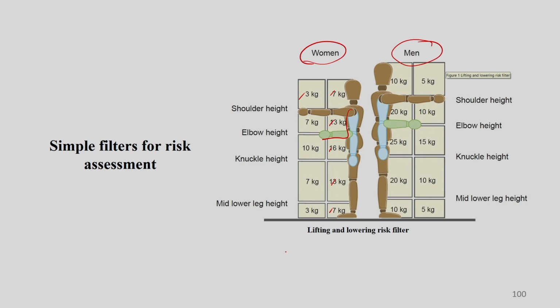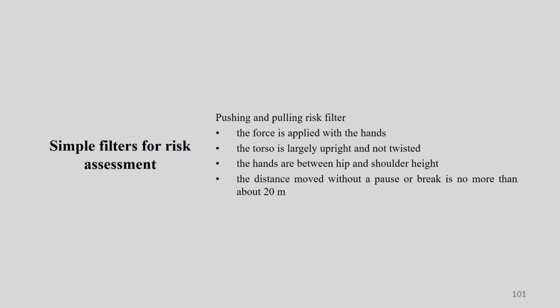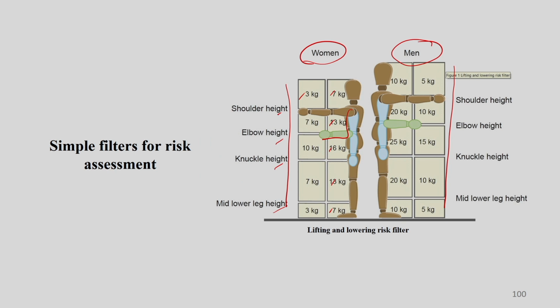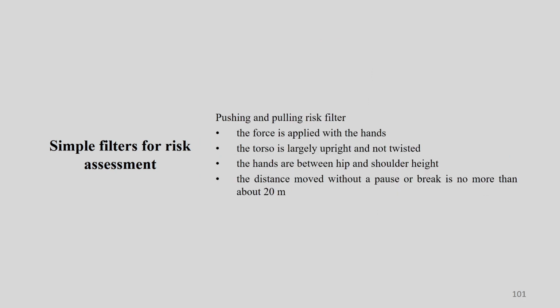So this is a simple guideline: at shoulder height, at elbow height, at knuckle height, or at mid lower leg height, what should the weight be for women. So this is the list for the women and this is the list for the men. You can use this filter to find out what weight he or she should carry, or for the lowering or lifting job. Moving to the next part, that is pushing and pulling. The first one was for carrying, this was for lifting and lowering, and this is for pushing or pulling.